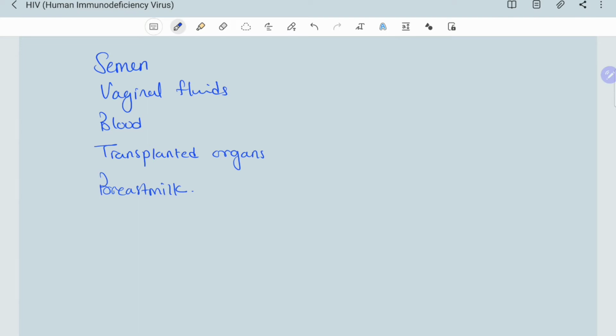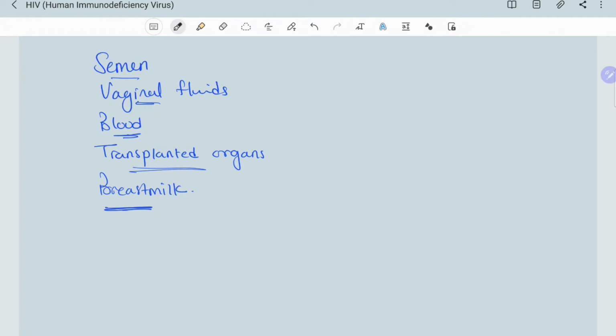So it can be transmitted through semen and vaginal fluids, through unprotected sexual intercourse, through blood, if infected blood is entering the body, such as in a transfusion, or IV drug users sharing needles or syringes, or needle stick injury. Another thing is artificial insemination and organ transplantation. Artificial insemination goes back to the semen being a transmitter. Another thing is breast milk, infected mothers to babies during pregnancy, at birth, or in breast milk.